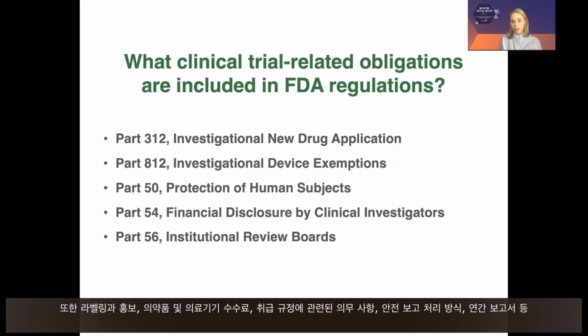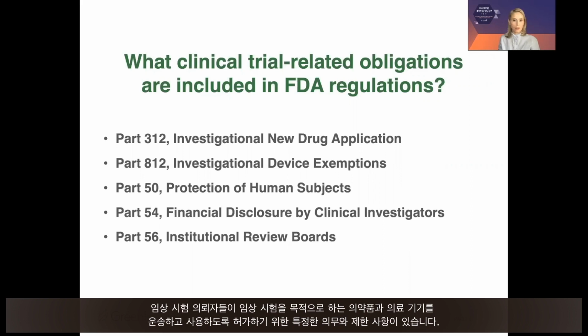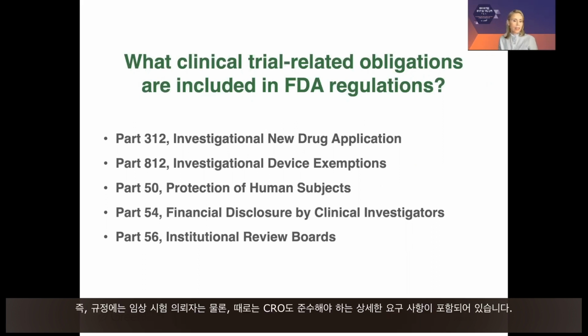And there are certain obligations and restrictions that they put in place to permit sponsors to ship and use the drug or device for purposes of the clinical trial, including obligations related to labeling and promotion, charging for the drug or device, handling protocol amendments, how to handle safety reporting, and then also how to do annual reports. So there are very detailed requirements in those regulations that sponsors would need to follow, and in certain cases, CROs would therefore need to follow as well.